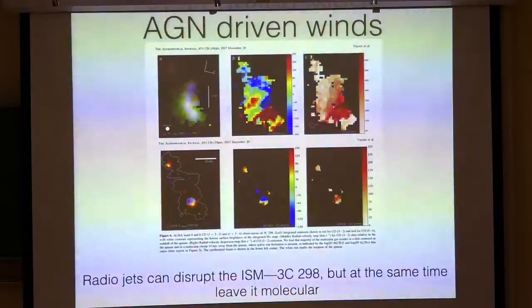You can also drive outflows by radio jets. This is an IFU image of 3C298, which is a 3C radio source, a quasar. What I'm showing here is actually a merger. Maybe from the back you can't see it, but there's another galaxy up here. There's ionized gas emission here.